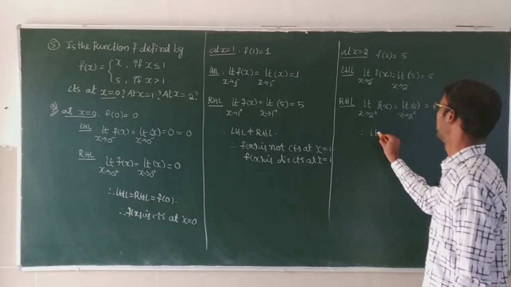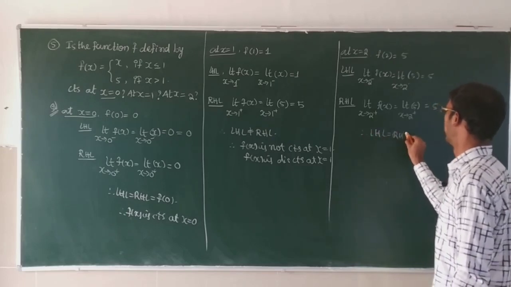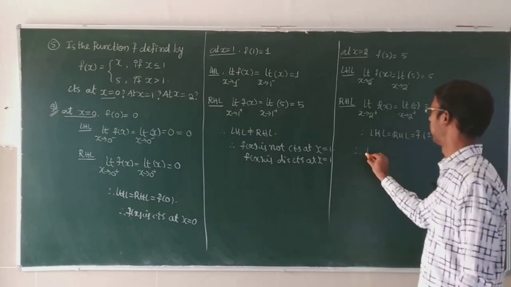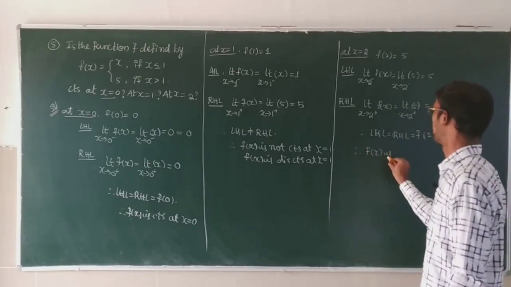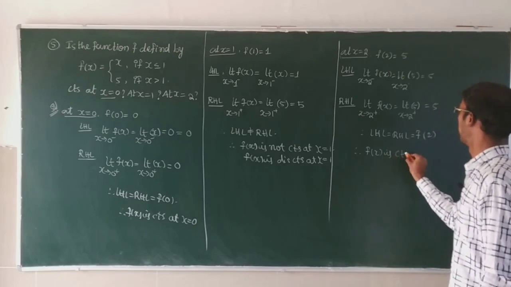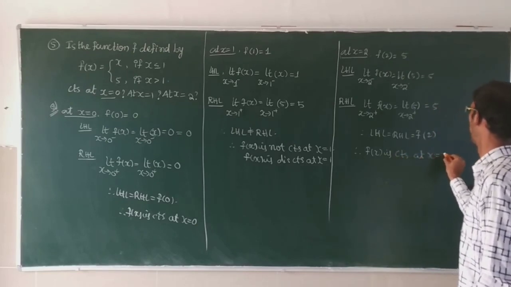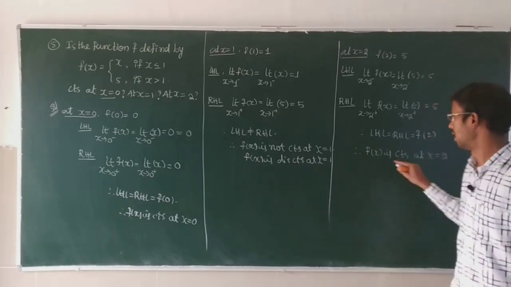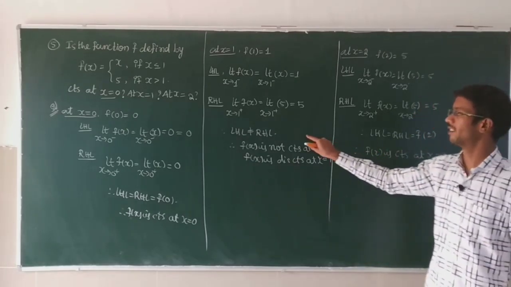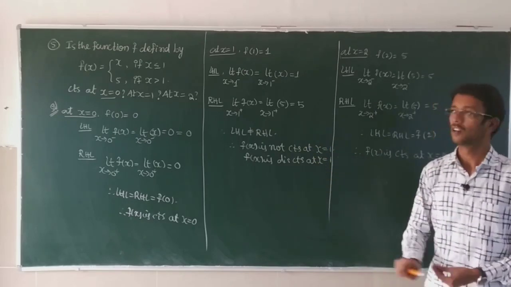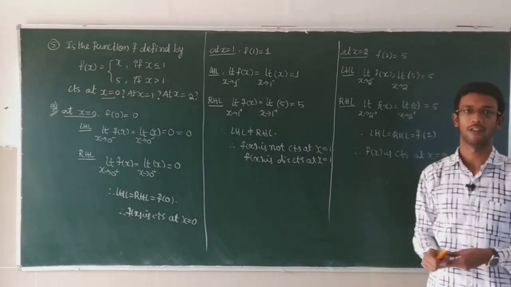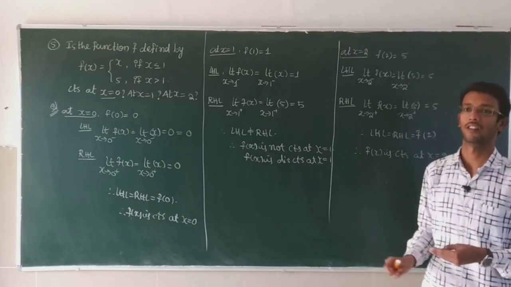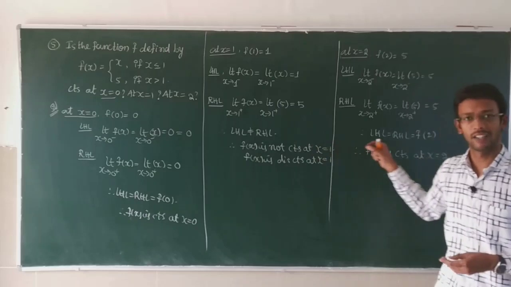Therefore, LHL is equal to RHL, which is equal to f of 2. Therefore, the function f of x is continuous at x is equal to 2. So it is continuous at x is equal to 0, continuous at x is equal to 2, but it is discontinuous at x is equal to 1. So that function is not a continuous function. At one place there is a discontinuity here, so it is not a continuous function, but at separate points it is continuous.